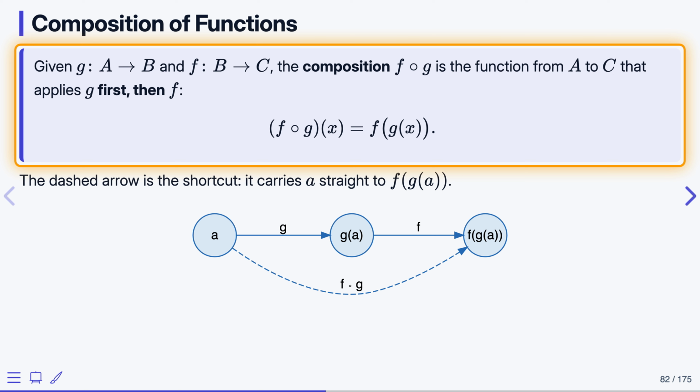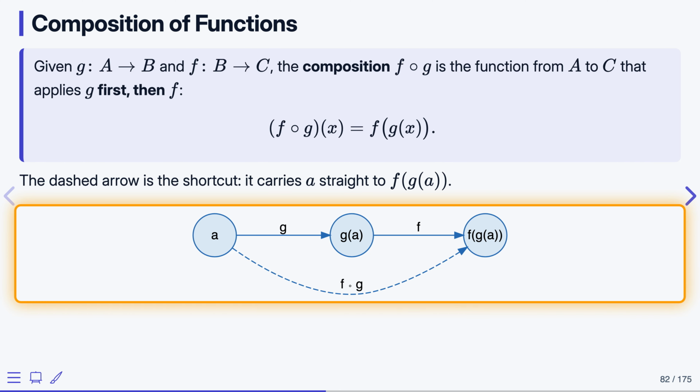Watch the order carefully. The function written on the right, g, runs first. In the picture, a goes to g of a by the function g, then g of a goes to f of g of a by the function f. The dashed arrow is the whole trip in one hop, and that is the composition.